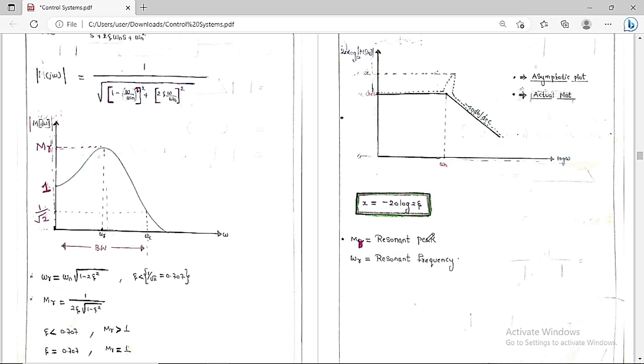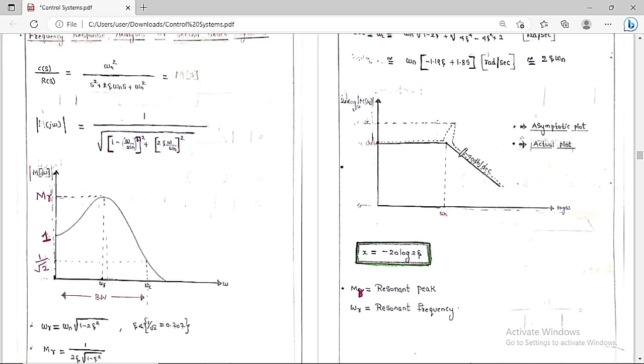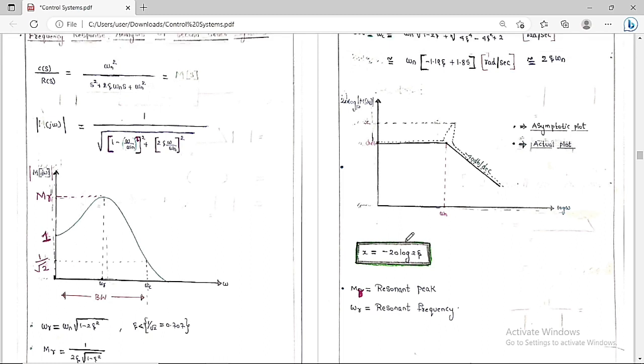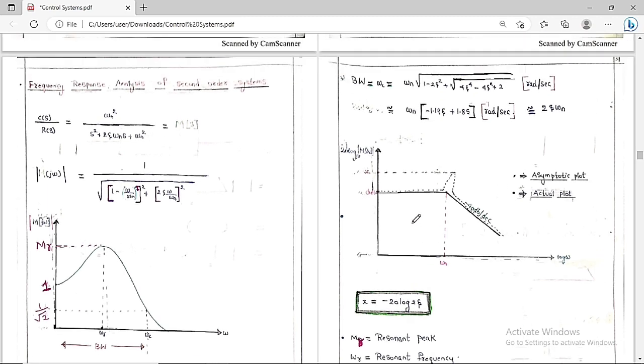So this is the magnitude Bode plot of this transfer function. Basically it is a pole of order 2, so you get minus 40 decibels per decade, occurring from omega equal to omega n, with 0 dB until then. This is the approximated or asymptotic plot, and this is the actual plot, whose value is x equal to minus 20 log 2 zeta. M_R is the resonant peak and omega_r is the resonant frequency. These things you always have to keep in mind. So this is all about the frequency response analysis of the standard second order system.